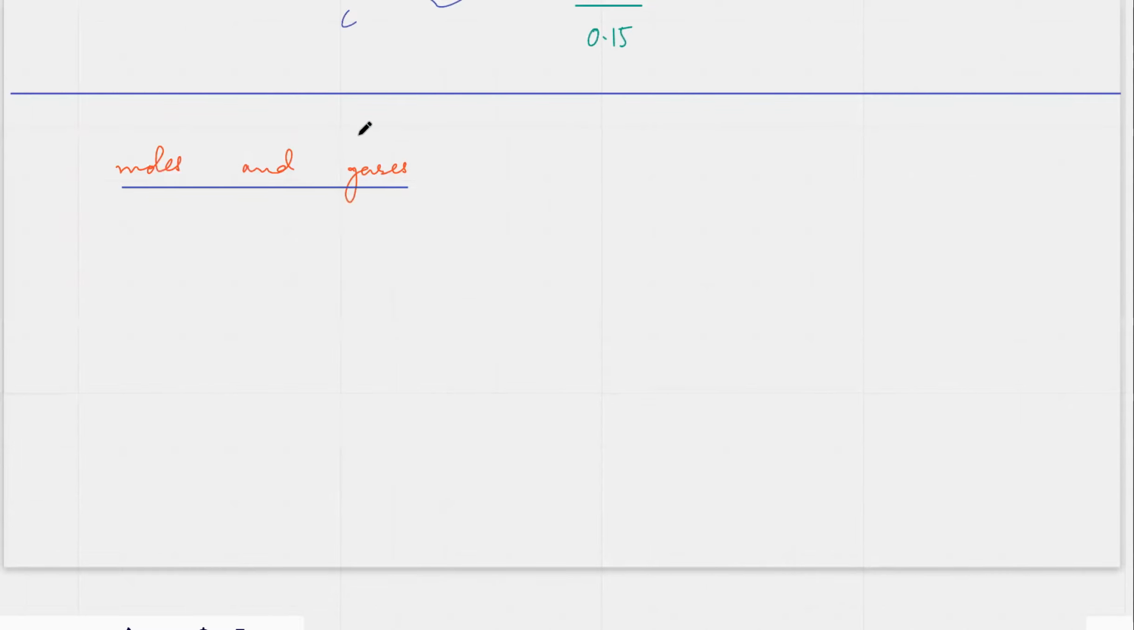This one, moles and gases, okay? It's simple, you can either use ratios. 1 mole of gas occupies what volume? 24 decimeter cube. Okay, so it's 24 decimeter cube. But now you have to be very careful about this. Only at RTP. Okay, only at RTP.